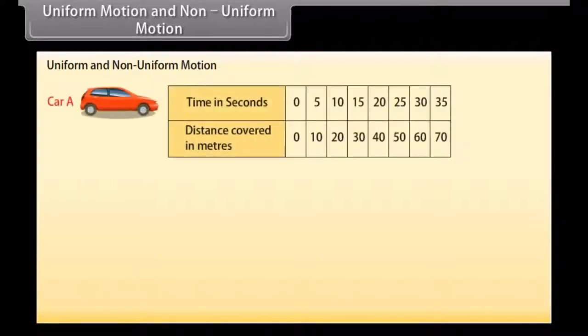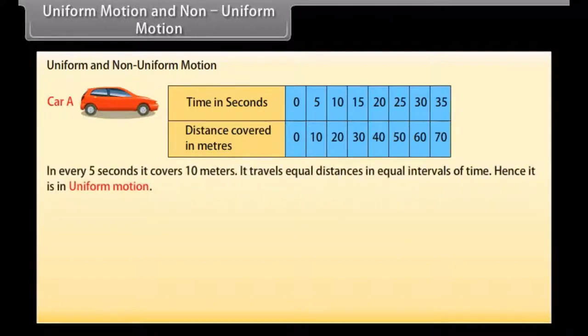Uniform motion and non-uniform motion. To understand uniform and non-uniform motion, let's take one example. Look at this table. This is the distance covered by car A. We can see that in 0 seconds it covers 0 meters. In 5 seconds it covers 10 meters. In 10 seconds it covers 20 meters, and so on. Or we can say that in every 5 seconds, it covers 10 meters. It travels equal distances in equal intervals of time. Hence, it is in uniform motion.